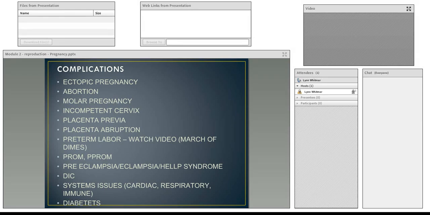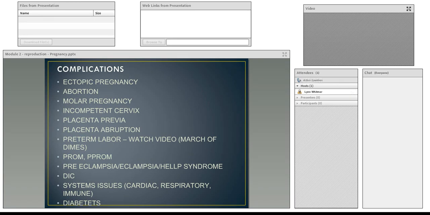Placenta previa, I have some pictures to show you of that. It's where the placenta embeds itself over the cervix. So as the cervix is opening for labor, the first thing that it'll deliver is the placenta. This is extremely dangerous. There are different kinds of previa, and we'll talk about that when I show you the pictures. Placenta abruption is a little different than placenta previa. In placenta abruption, the placenta actually tears away from the uterus.